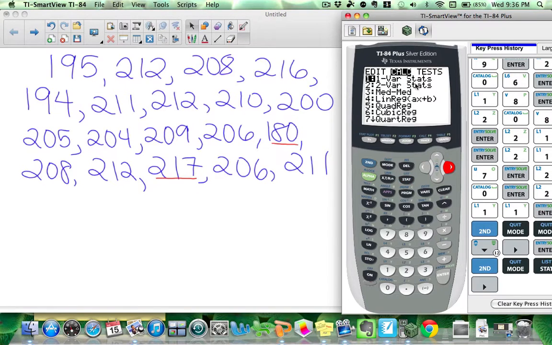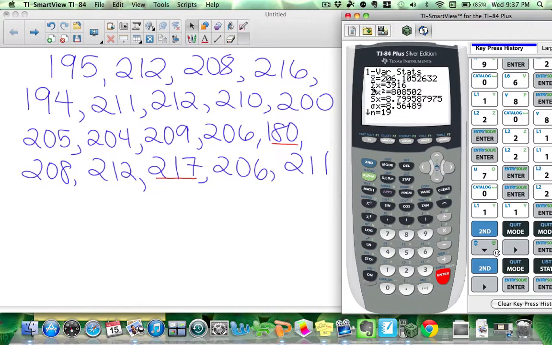Your first option is 1 var stats, in other words, 1 variable statistics. Hit Enter. And then hit Enter again, and it's going to give you a whole bunch of stuff. Some of it's important to us right now, some of it's not. The first thing I see is X bar. Can you remember what that is? X bar is the mean. So the mean age of this group was 206.1 months.